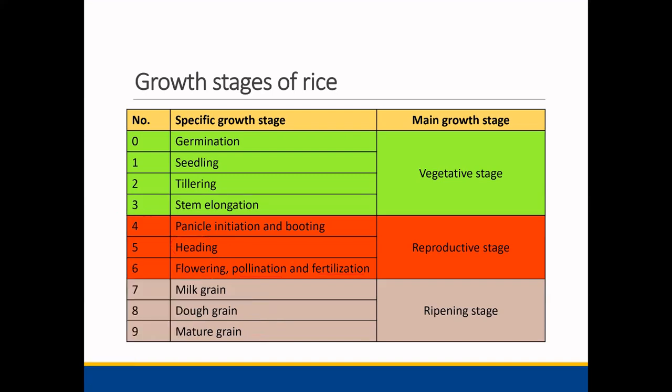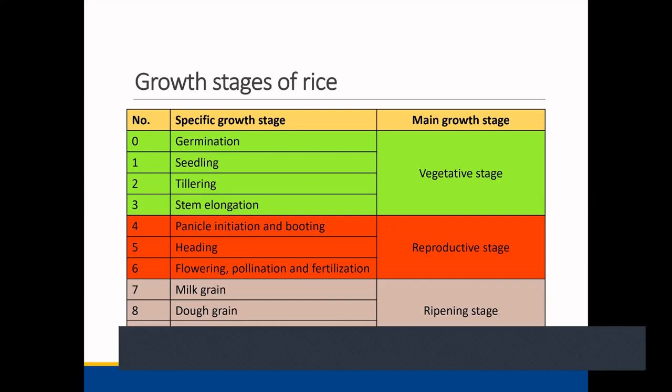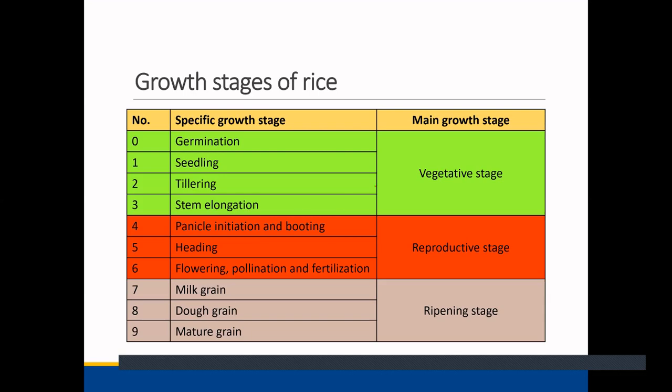All right, are there any questions? Anything you want to discuss, especially regarding these growth stages of rice?